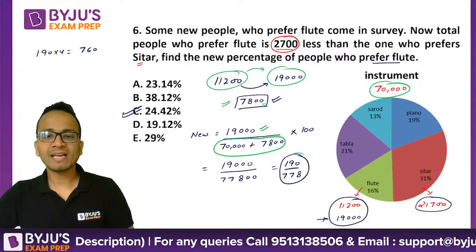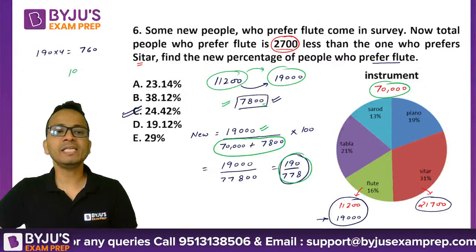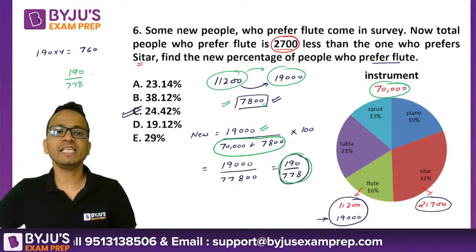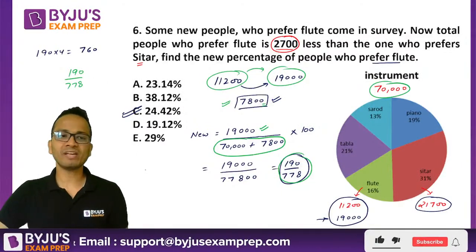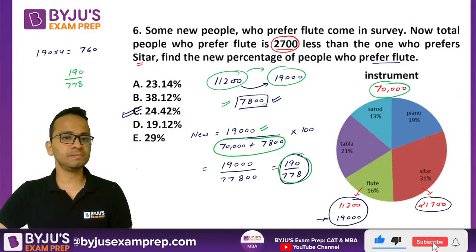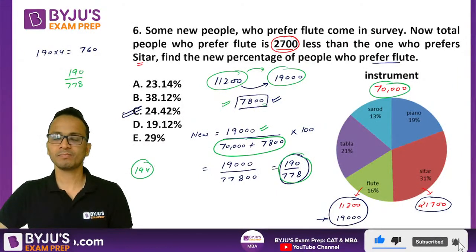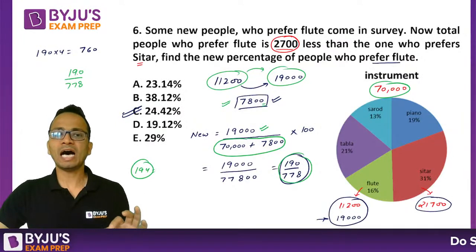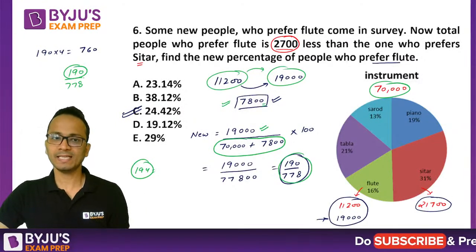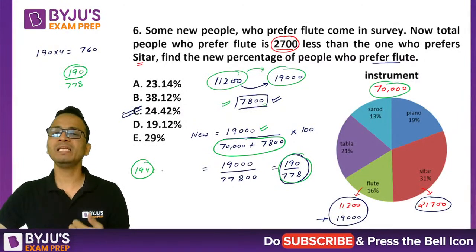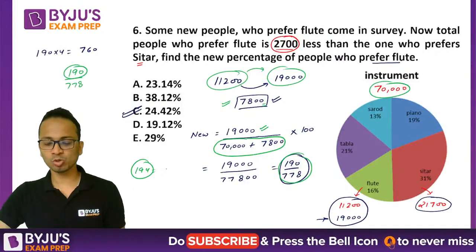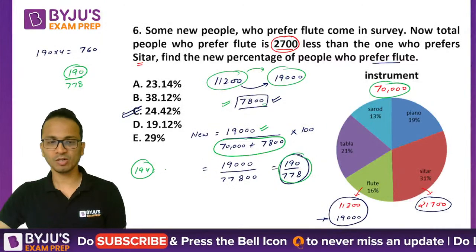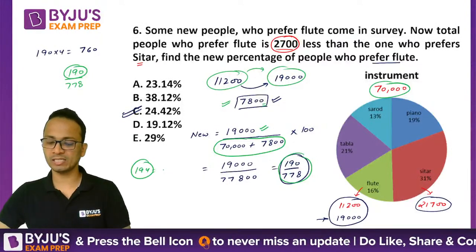Now, how have I calculated this percentage? 190 as a percentage of 778. Now, 1/4 of 778 is approximately 194. 194, 195, whatever. Okay? Our value is just less than that. So the answer will be less than 1/4. 1/4 is 25%. Okay? An answer just smaller than 25% will come.